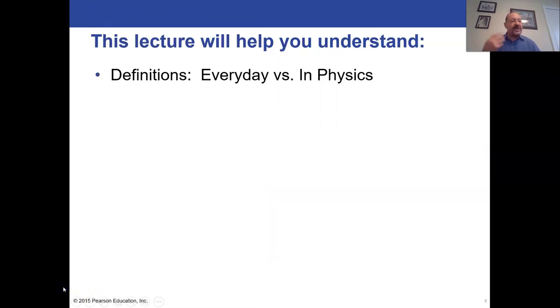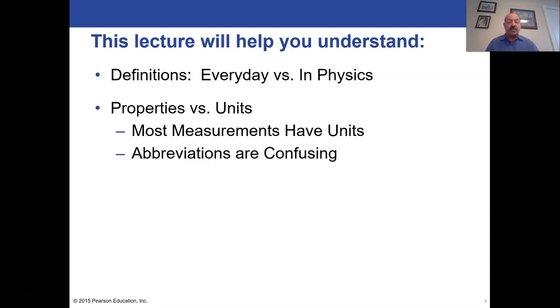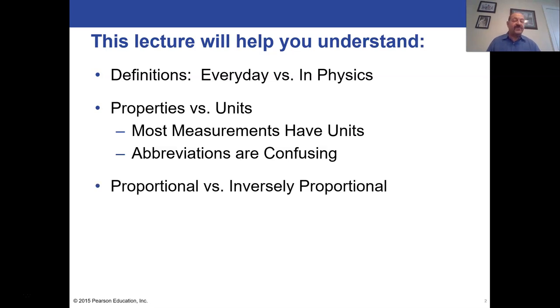So in this pre-unit, we're going to cover a little discussion about how everyday English and physics define different words differently. We'll talk about properties that are measured in physics and the units that are used briefly. Most properties have units associated with them, and the abbreviations for the properties and the units can be very confusing.